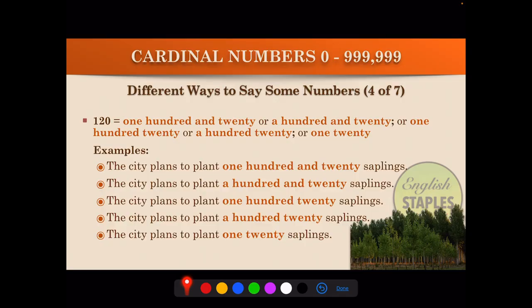The city plans to plant 120 saplings. What are saplings? Saplings are young trees. So having young trees is good for the environment. Here they are, young trees.